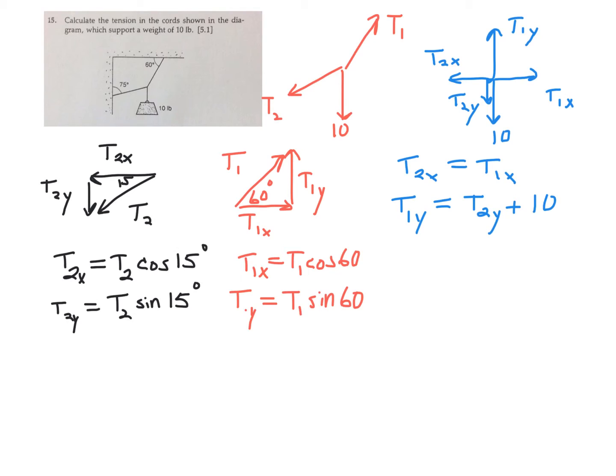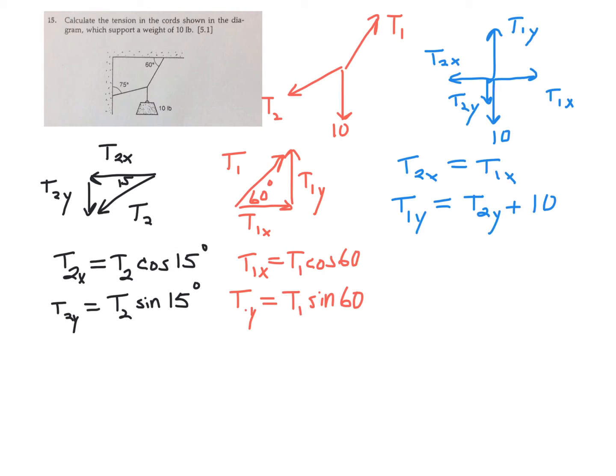T sub 2 in black over here. And if you look at that and figure it out from geometry, I've labeled that one angle 15 degrees, which is the complement of 75 degrees based on the diagram that I was given. So I have expressions for T sub 2x and T sub 2y in terms of T sub 2, just using your sine and cosine functions and applying it to the component diagram.